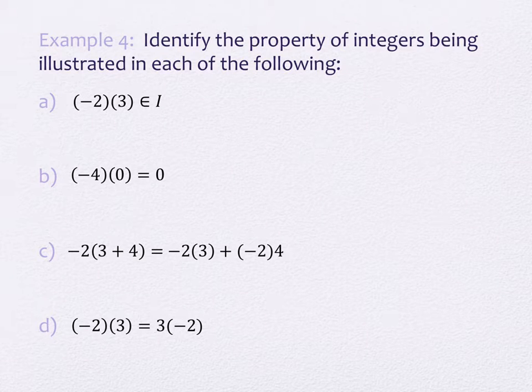Okay, what did you guys think the first one was? That is closure. So anytime we're talking about it being contained in as an element of the integers, that's a closure property. How about B? That's the zero property. How about C? Distributive.